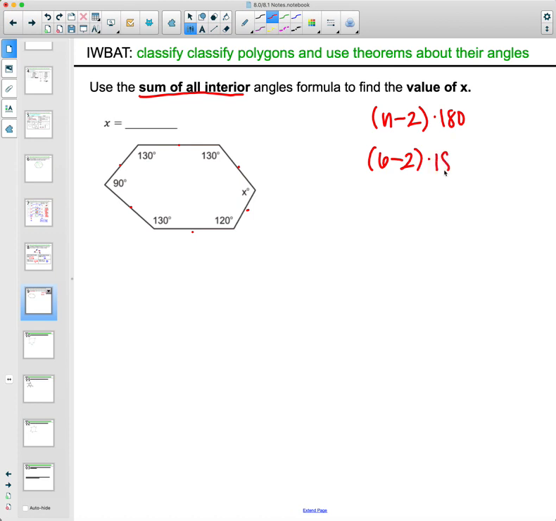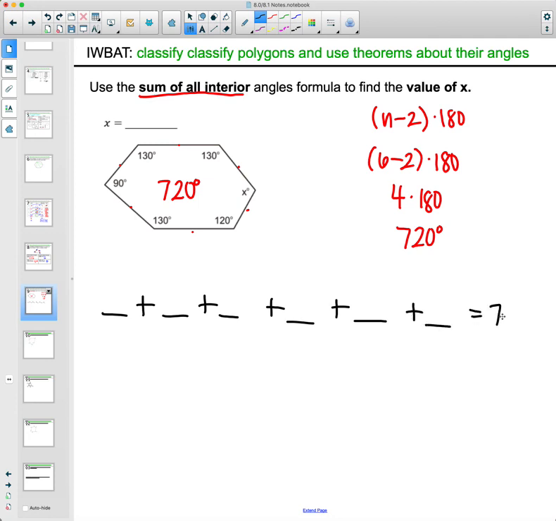So 6 minus 2 times 180. 4 times 180 is 720. So all of these angles in here total 720 degrees. So we would add all of those angles up. So all 6 angles up. And they would total 720. Okay, much like we did with a triangle, we had 3 angles that totaled 180. A hexagon is going to be 720. So x plus 120 plus 130 plus 90 plus 130 plus 130 equals 720.